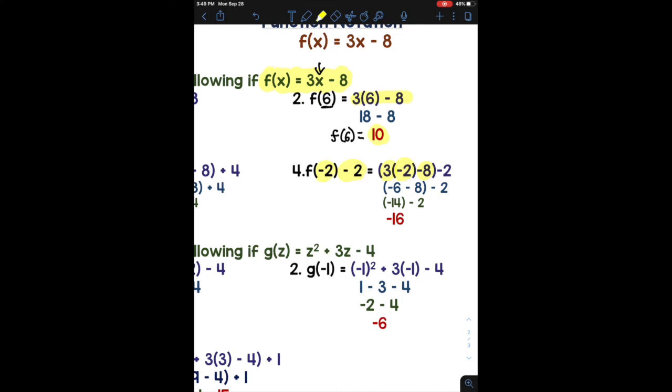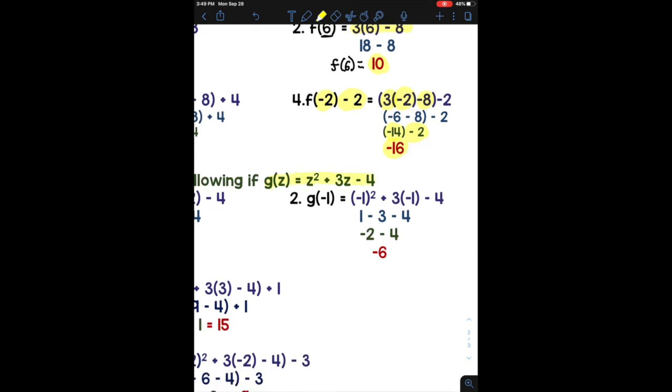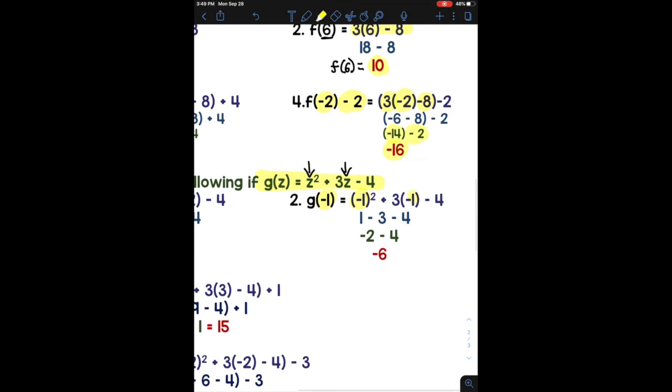So the problem would be 3 times -2 minus 8. We would do everything inside the parentheses first to get -14, and then when you subtract 2 from that, we would get -16. The next section, again, wanted you to use this new function here, in which you have to remember there are 2 variables you want to substitute in for. So number 2 wanted you to substitute -1 in for the variables, in for z.